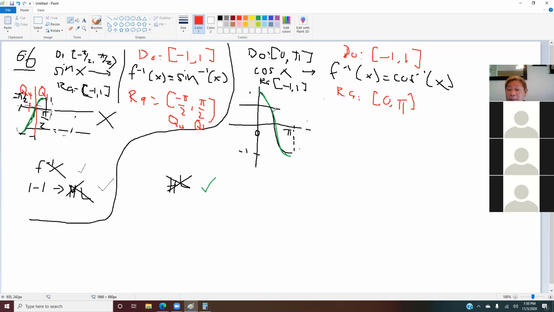Same thing happens in cosine. If you look at cosine, they only do quadrant 1 and quadrant 2. So this is Q1 and this is Q2. They don't use quadrant 3 and quadrant 4. And then we're going to talk about tangent.